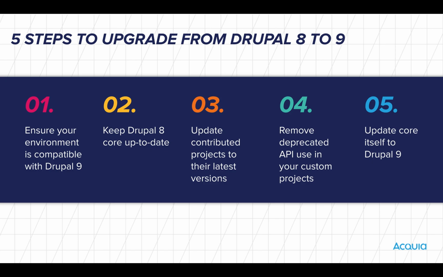Number 4, make sure and remove all of the deprecated APIs and function calls in your custom code. If you look in that workshop, we do talk you through how to use the Upgrade Status module to help you manage that, and it'll tell you exactly what you need to change. It's a pretty straightforward process. And then once you've done all of that, your code base should be D9 ready, and you'll be able to upgrade core to Drupal 9 itself.